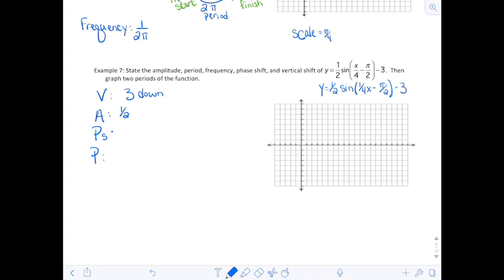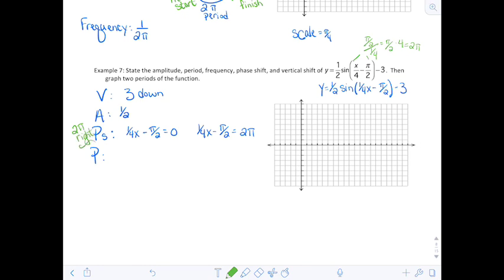The phase shift, I'm going to take 1/4 x minus pi over 2 and set that equal to where sine originally starts. And then I'm going to take 1/4 x minus pi over 2 and set it equal to where it originally ends, 2 pi. Now again, to do phase shift, you can come up here and do pi over 2 divided by 1/4. That's pi over 2 times 4 over 1, which is 4 pi over 2, or 2 pi. So this is saying a phase shift of 2 pi units to the right.